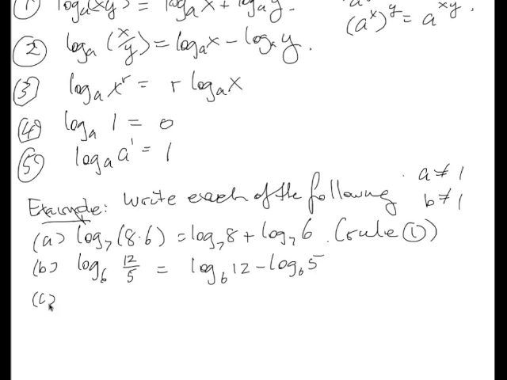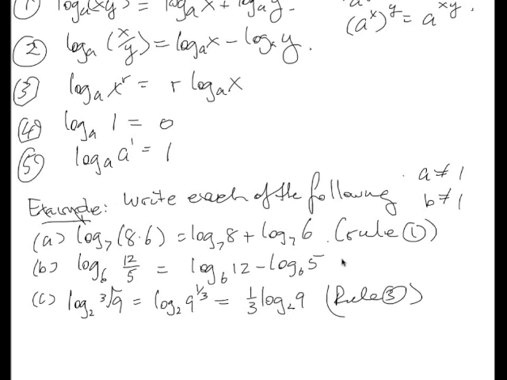Right, next part C. Let's suppose we want to find log in base 2 of the cube root of 9. Well, the first thing I'm going to do is write the cube root of 9 in exponential form, which is 9 to the 1/3. Now I'm going to use the power rule, which says the 1/3 comes in front, log in base 2 of 9. So that's rule 3. And this one was rule 2.